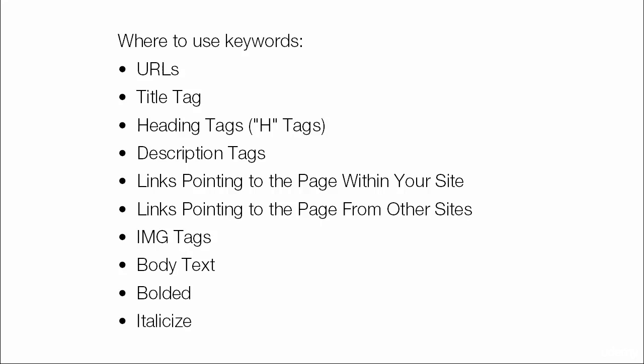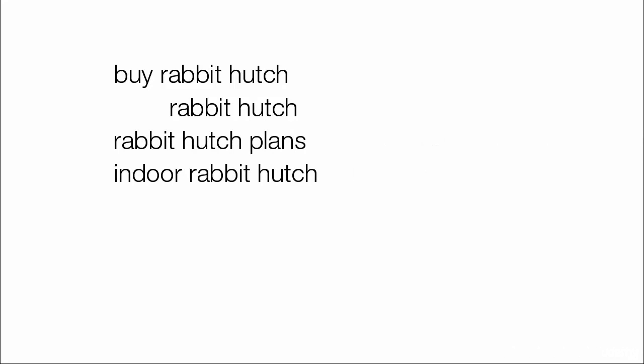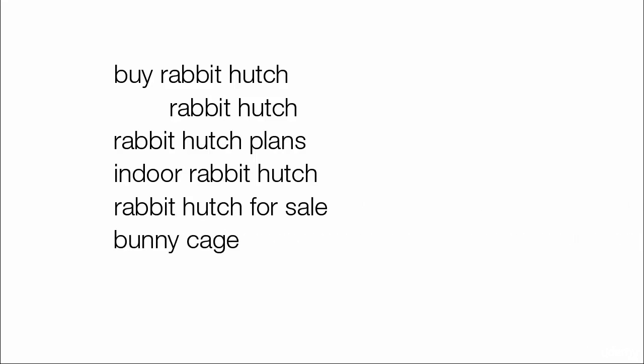You can only really optimize a page for a single phrase at a time. There's only one title tag, only one URL, and so on. In some cases, the phrase you're optimizing for may actually be a combination. For instance, if you optimize for the phrase buy rabbit hutch, you're more or less also optimizing for the phrase rabbit hutch at the same time. However, even though you're focusing on one particular keyword phrase for a particular page, you'll want to mix in other related phrases. If you're focusing on rabbit hutch, you'll also include, spread around the page, terms such as buy rabbit hutch plans, indoor rabbit hutch for sale, bunny cage, and so on.